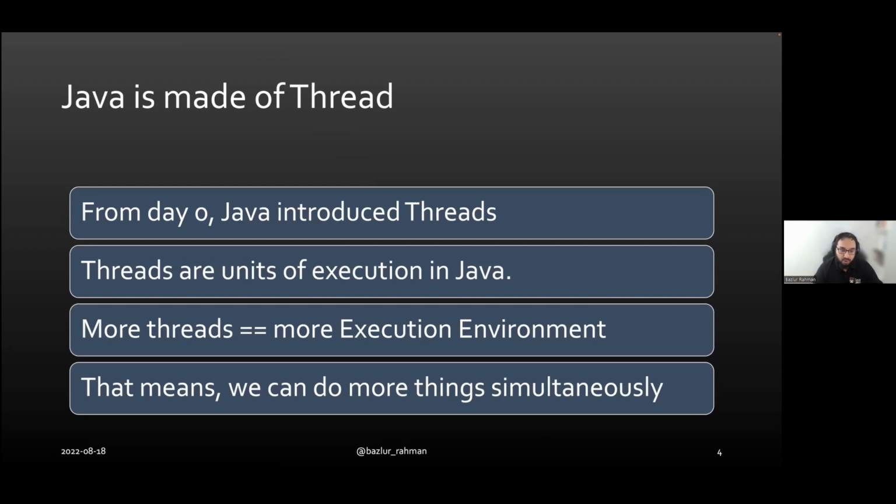And if we have more execution environments, that means we can do things simultaneously. There are certain benefits of doing things simultaneously. For example, think about a GUI library. You press the button and then something happens. Let's think about a simple calculator. You press the button and it does the calculation, right?